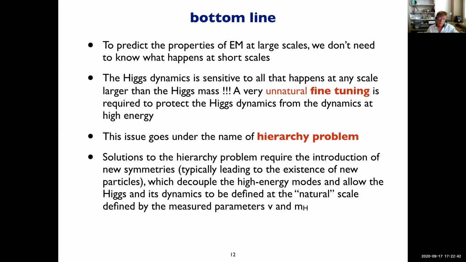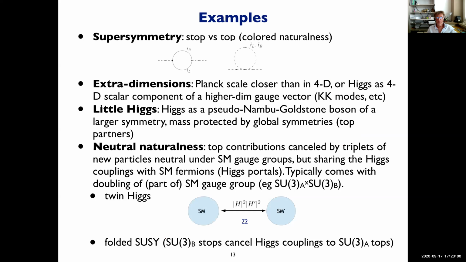This is what we call the hierarchy problem. So the problem can be solved if we introduce new symmetries, which typically means new particles that will decouple in a natural way the high energy from the low energy. And this is what we call the natural solution to the hierarchy problem. And also here there are many examples. There is supersymmetry, where the stop quark, the partner of the top quark, will cancel the quadratic contribution of the top, extra dimensions, little Higgs, many different scenarios that have been introduced in the past, say, 20, 30 years in order to address this problem.